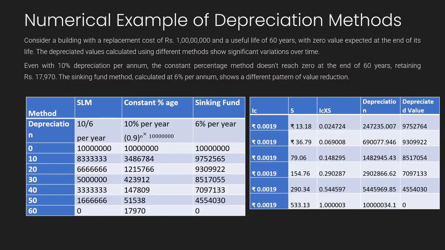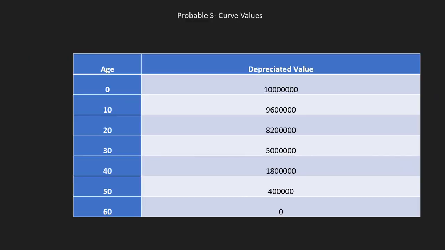For the sinking fund method, you have to calculate IC and S. S is the amount deposited for n number of years if you are depositing any amount in the bank, and IC is the sinking fund coefficient. You multiply IC with S, and that will give you the depreciation percentage as far as the sinking fund method is concerned. So see the difference of values here, and then we draw the probable S curve.